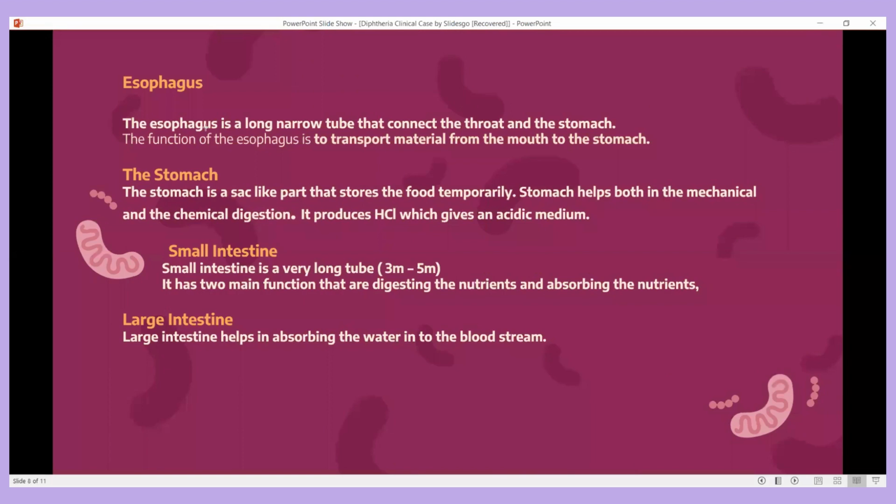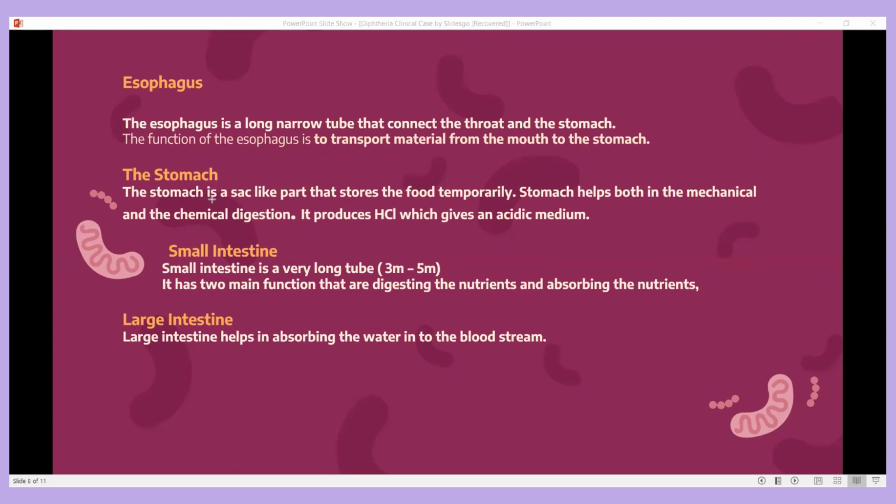Esophagus. The esophagus is a long narrow tube that connects the throat and the stomach, and the function of the esophagus is just transporting the material from the mouth to the stomach. Whatever we are swallowing has to be transported to the stomach. This is done through the esophagus, and the inner wall of the esophagus is coated with mucus. So this function is well done by the esophagus by having the mucus in the inner wall.